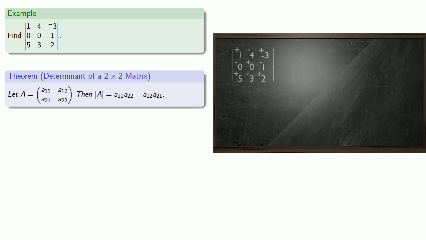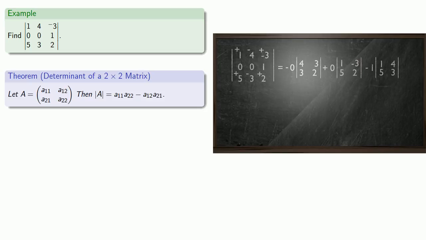Starting with the first entry of the second row, we'll form the minor by crossing out its row and column, and then multiply the minor by the signed entry. We'll do the same thing for the second entry of the second row, cross out row and column, and then multiply the minor by the signed entry, and the same thing for the third entry.